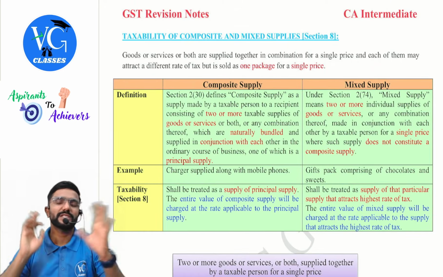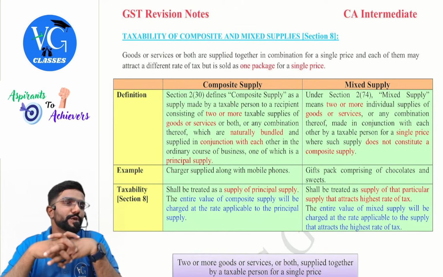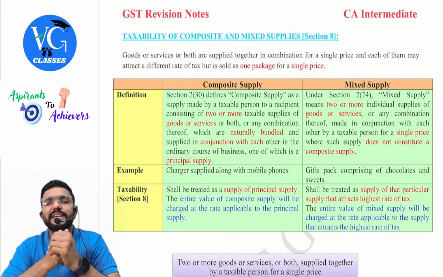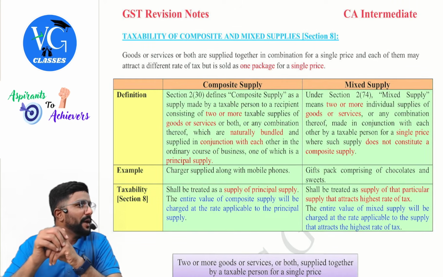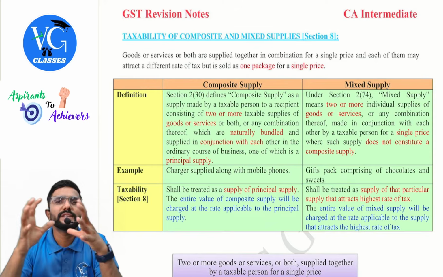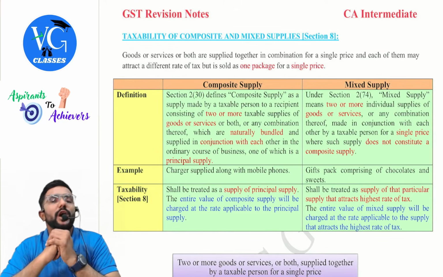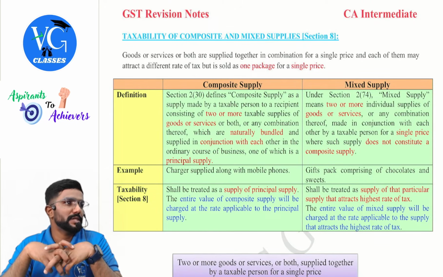Okay. Now, first of all, what is composite or mixed supply, guys? When two or more goods or services or both put together, like one goods, one service, anything like that, have been sold for a single price, then we have to decide whether it is a composite supply or mixed supply. Sir, how do you decide it? Based on the naturally bundled concept.